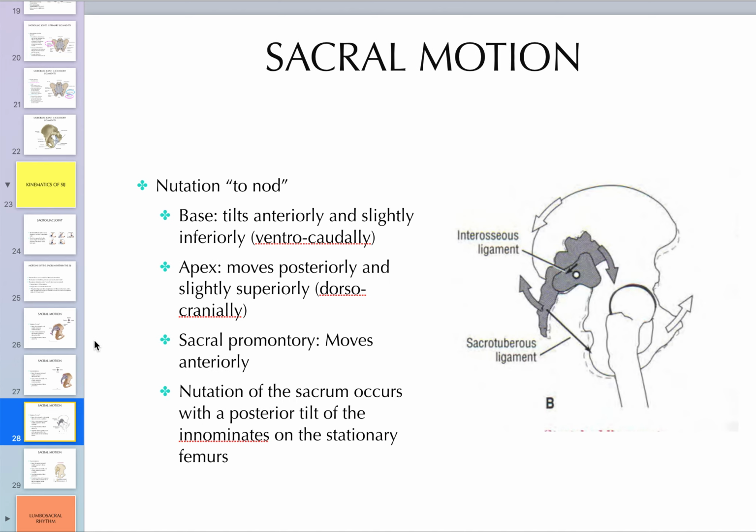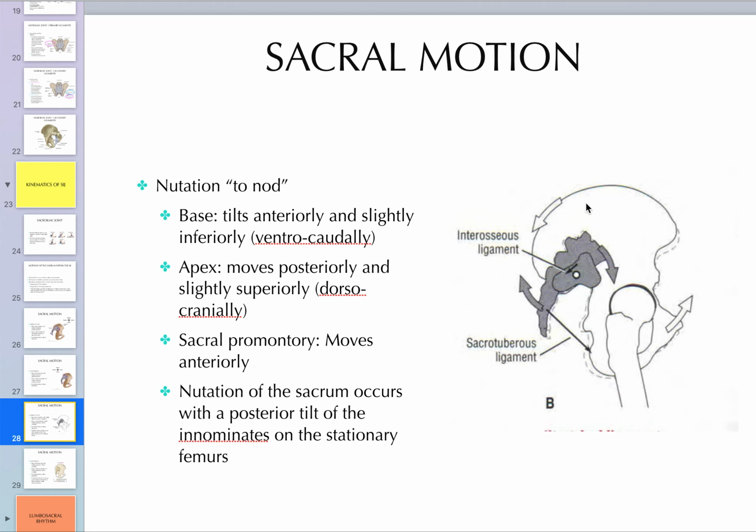So sacral motion is also associated with the innominate motion. We're just going to layer on top of the knowledge that we received just now. So nutation means to nod. The base will be going anteriorly and slightly inferior. The apex will be moving posteriorly, and the sacral promontory will be moving anteriorly. Nutation of the sacrum occurs with a posterior tilt of the innominates on the stationary femur.